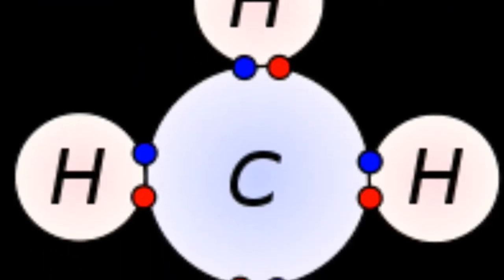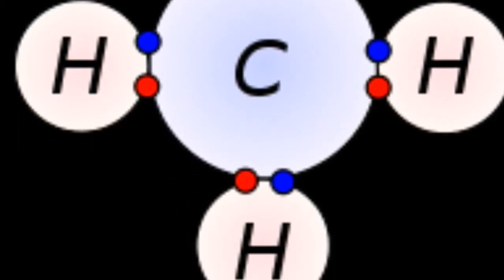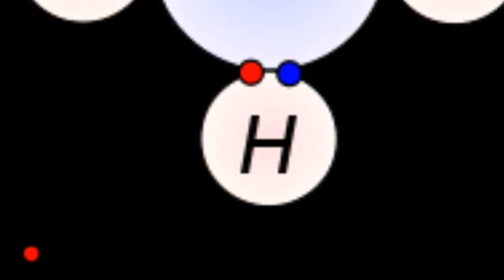Next, we'll talk about covalent bonds. Covalent bonds result from the sharing of electrons between two atoms, specifically between two nonmetals. Covalent bonds are also the strongest type of bond.